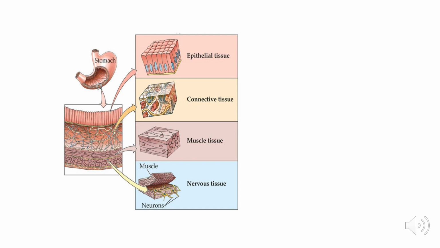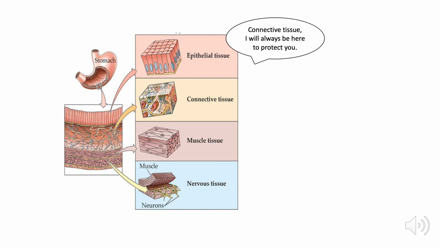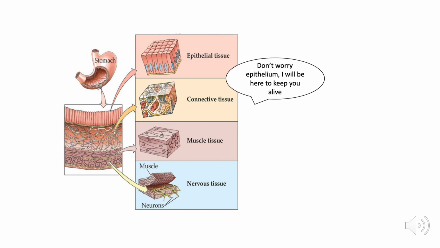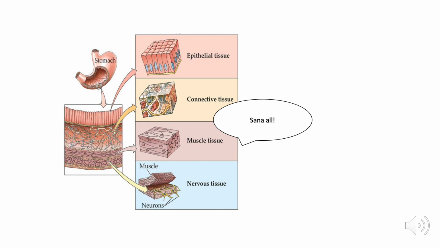So for you to easily remember the things that you have learned from the previous slides, I want you to imagine the epithelium talking to the connective tissue, and the epithelium would say, connective tissue, I will always be here to protect you. And then the connective tissue will respond by saying, don't worry epithelium, I will be here to keep you alive by providing you with oxygen. And then upon hearing them, the muscle tissue would say, sana all.